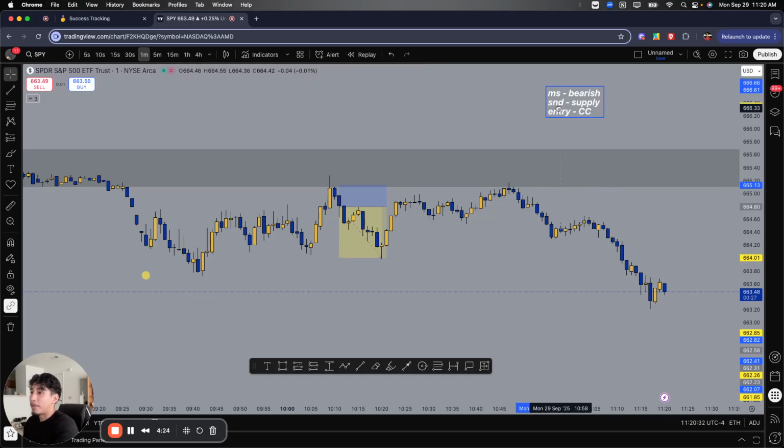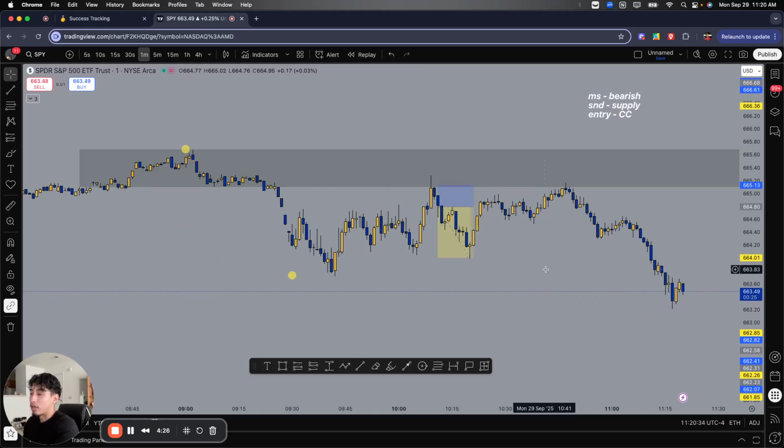Other than that, that was basically all I needed to take this trade. Only three things that I needed, right? Bearish structure, I understood that already. A valid supply zone, I already understood that as well. All I did was wait for price to tap into there, and then I waited for the entry model.